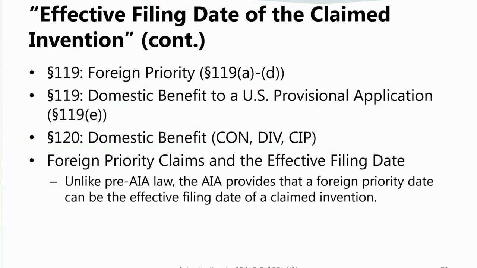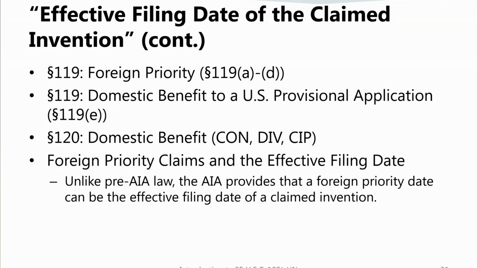Section 119, paragraphs A through D, cover claims for priority to a previously filed foreign application. Section 119(e) covers claims for domestic benefit to a previously filed U.S. provisional application. Section 120 covers claims for domestic benefit to a previously filed U.S. non-provisional application. In this case, the application would then be either a continuation, divisional, or a continuation-in-part of that previously filed non-provisional application.